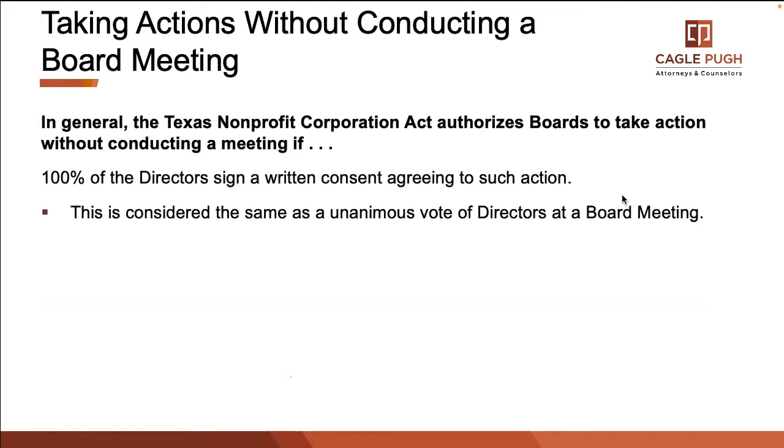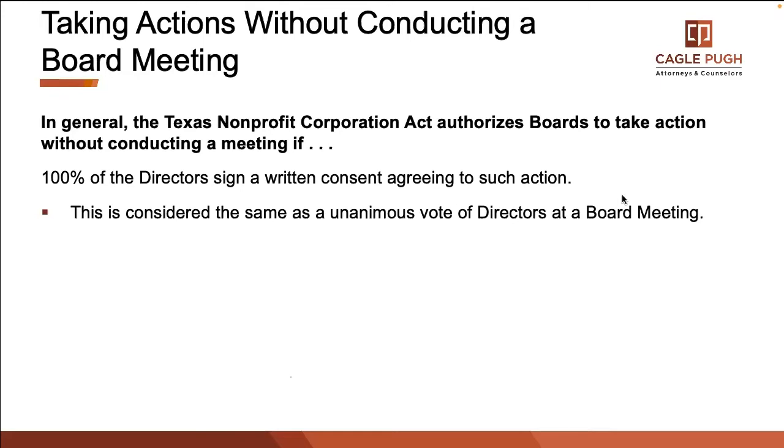Now, we've got some conflicts between all these various statutes. The Texas Business Organizations Code in chapter 22 gives nonprofit associations some methods of conducting business outside of a regular board meeting. And the easiest way that you can do that is through a written unanimous consent.